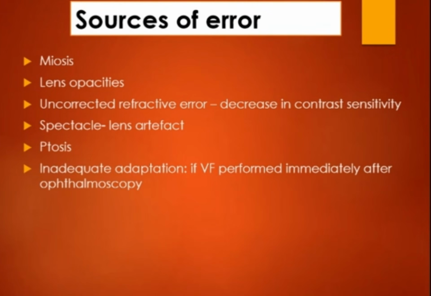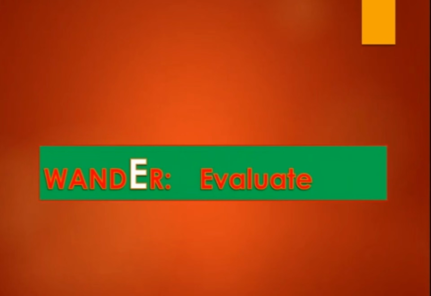So there are sources of errors while performing the visual field testing. We have miosis, lens opacities, uncorrected refractive error, spectacle lens artifacts, ptosis, and then inadequate adaptation. So the E represents evaluation. You have to evaluate your results.